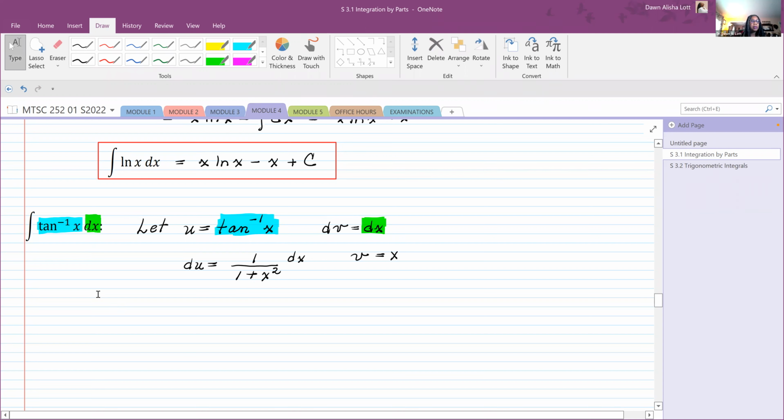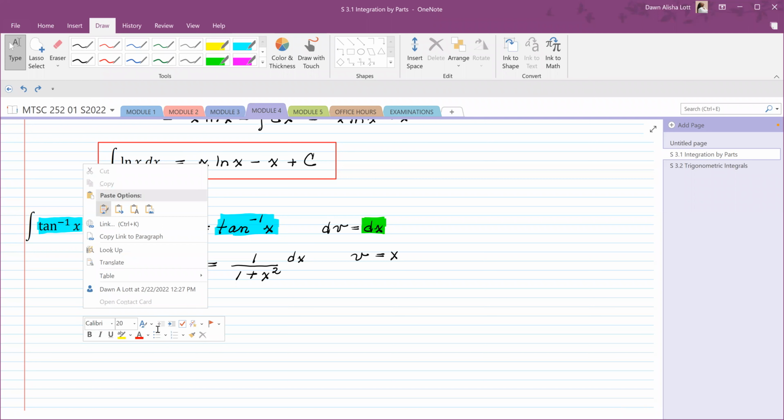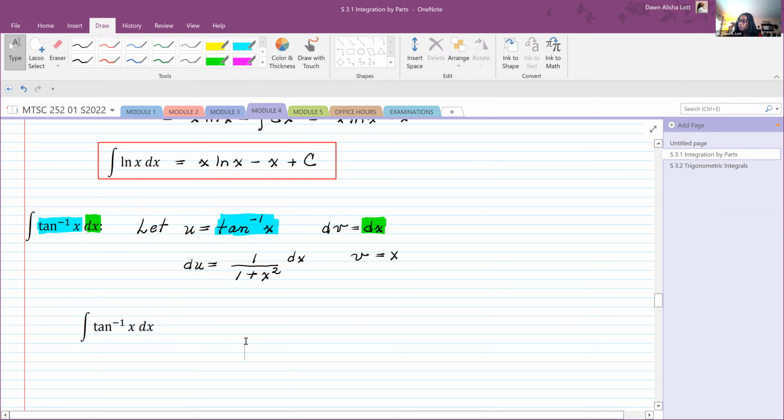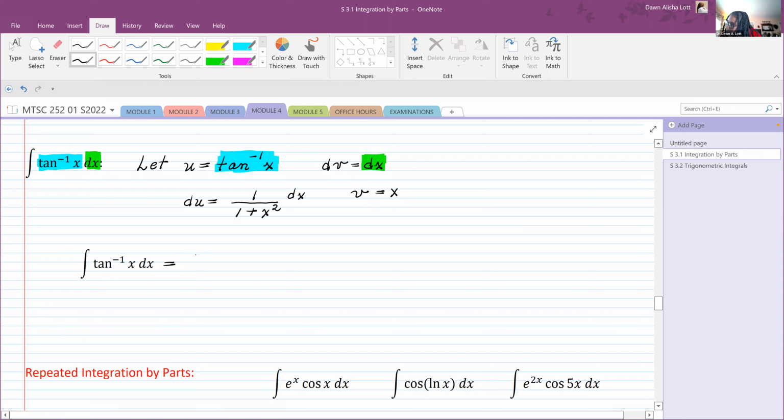So let's do our integral. u v, so u is tan inverse and v is x, minus the integral of v, which is x, times du, which is 1 over 1 plus x squared dx. We're getting somewhere.